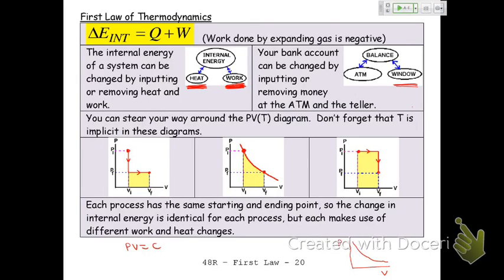Well, maybe I started off at a higher temperature. Maybe I started off at a higher temperature still. So this is T low and this is T high. And they never draw them on your diagram.